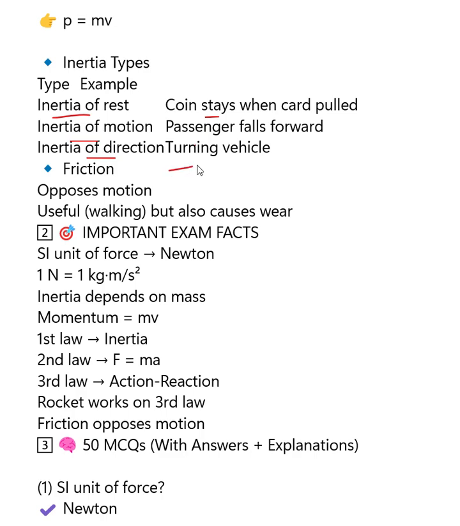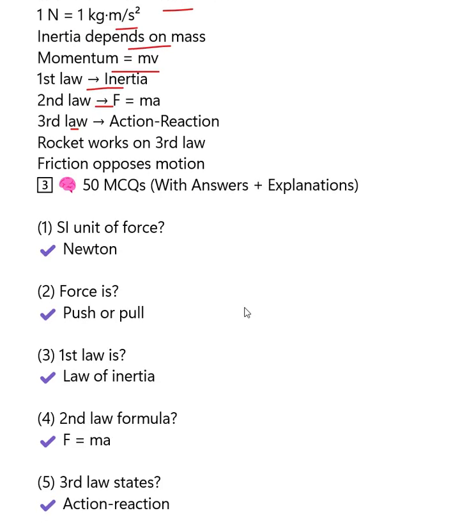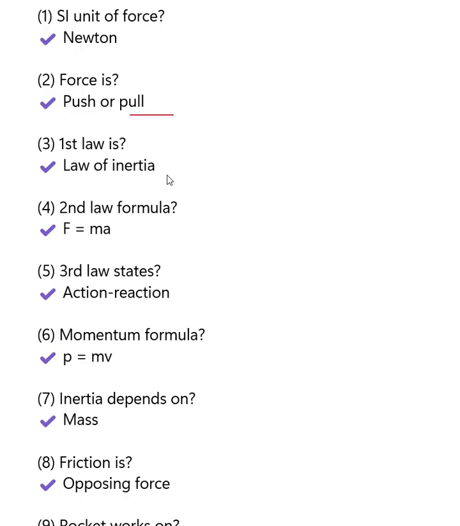Friction is basically that which opposes the motion, useful in walking but also causes wear. SI unit of force is Newton. 1 Newton is equal to 1 kilogram meter per second square. Inertia depends on the mass. Momentum is equal to m into v. First law of motion is inertia. Second law F is equal to ma. Third law action reaction. The rocket works on the third law. Friction opposes the motion. Force is push or pull. First law of inertia.